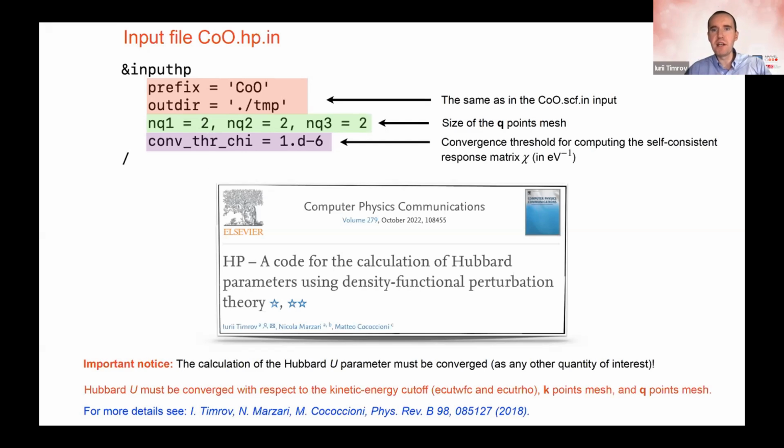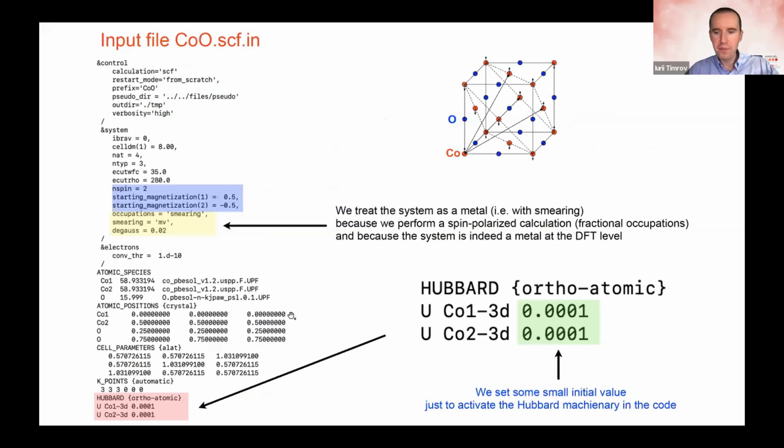So we have a primitive cell with a Q-point grid that is used instead of supercells. Here we have these keywords NQ1, NQ2, NQ3, which are all equal to the same number, 2. So this means we use a Q grid of 2 by 2 by 2. In practice, we need to converge the value of the Hubbard U parameter with respect to the size of this Q-point grid, as well as with respect to the size of the K-point grid, which is in this case 3 by 3 by 3.